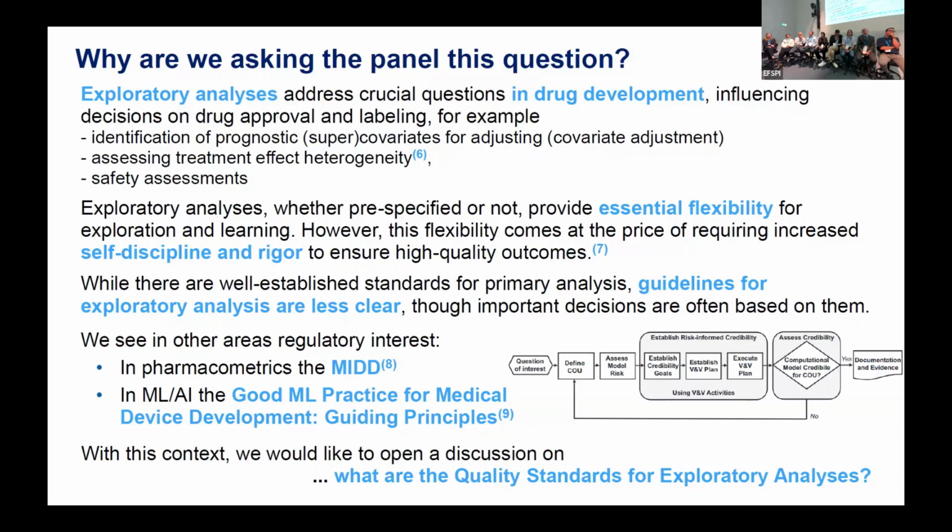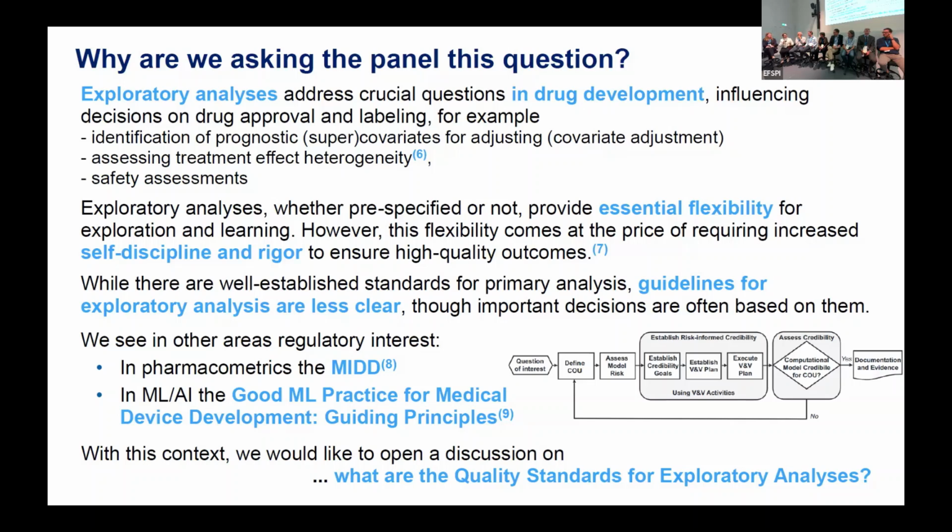Here are some examples from some other areas. In pharmacometrics, we have this model-informed drug development, which suggests a structured framework for credibility assessment. And there is some other document about the good machine learning practices for medical devices, which suggests 10 principles to sort of provide some guarantees of high-quality devices. So with this context in mind, we would like to open the discussion about the quality standards of the exploratory analysis. Thank you.